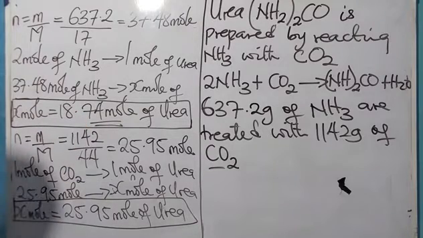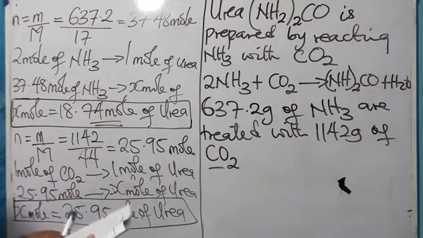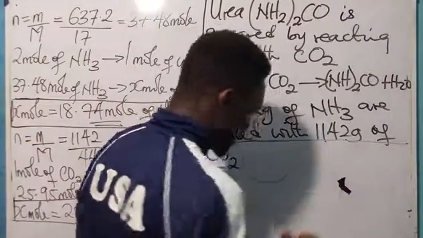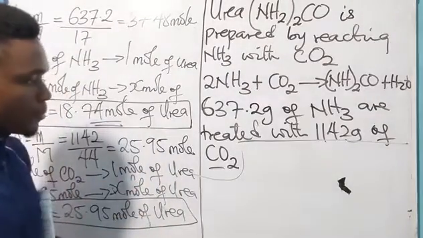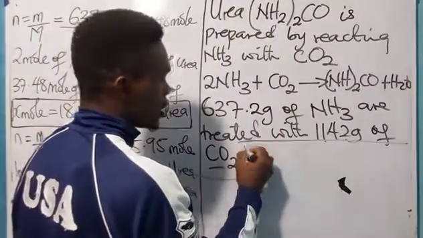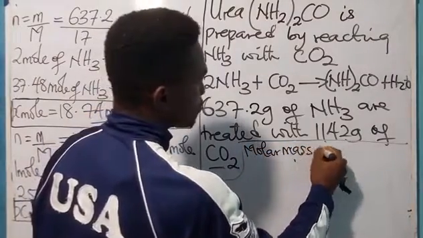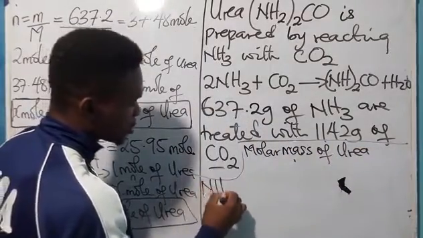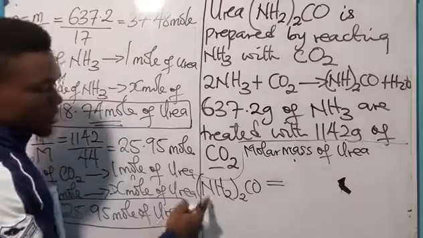Okay, now what is B? It says calculate the mass of urea. I believe you can solve this. Don't forget the hints I gave before, or the initial question we solved. So to calculate the mass, we first need the molar mass of urea, which is NH2 twice, then CO. How do we solve for this?